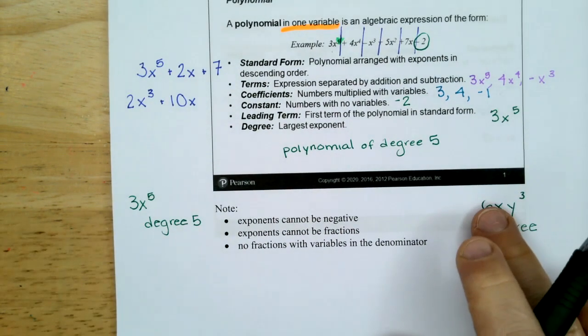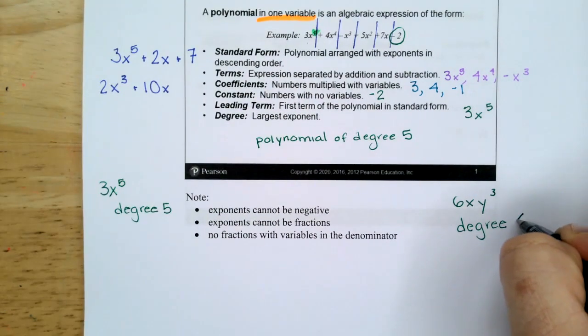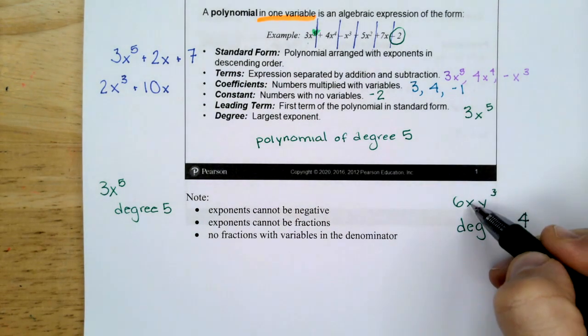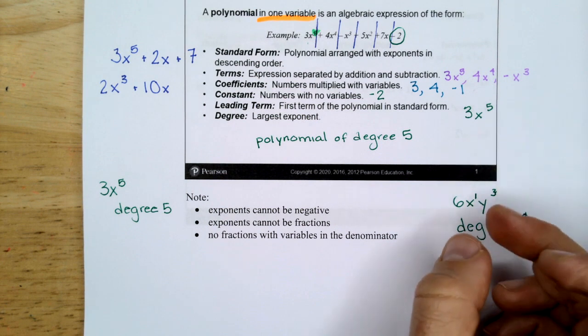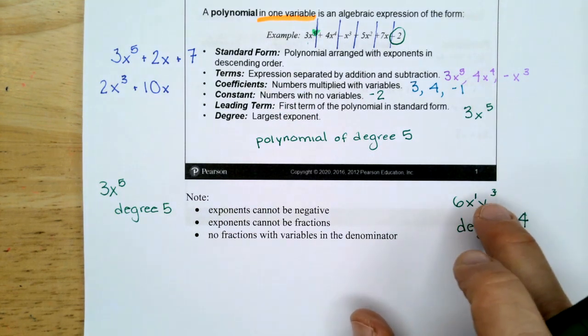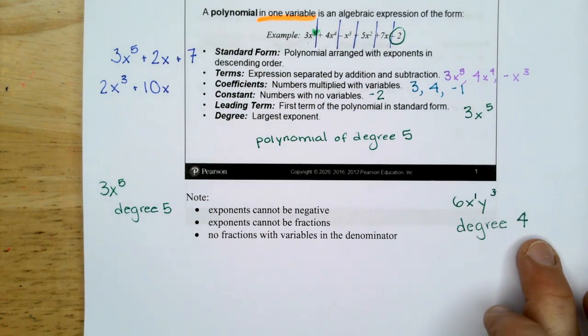Okay. 6xy to the third is actually a degree 4 polynomial because we take that y to the third and that's x to the understood 1. We can't combine them, but when we're talking about the degree, we do combine them and say that that's a degree 4 because we have 3 y's and 1 x. So it counts all the variables.